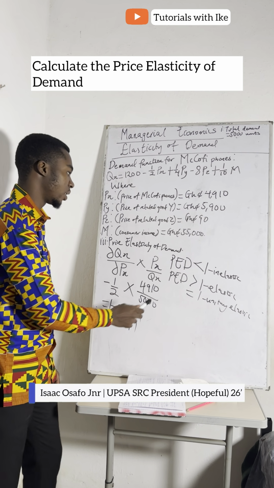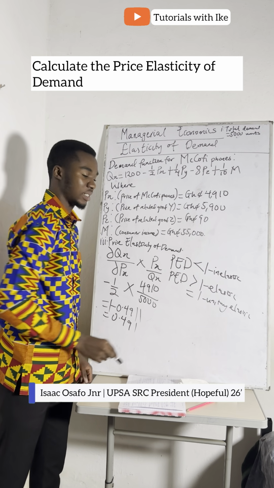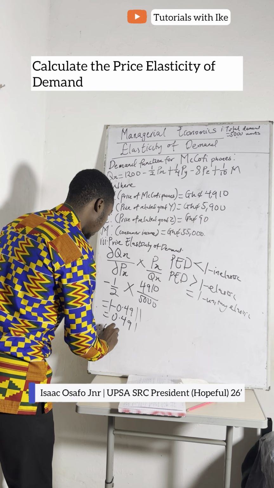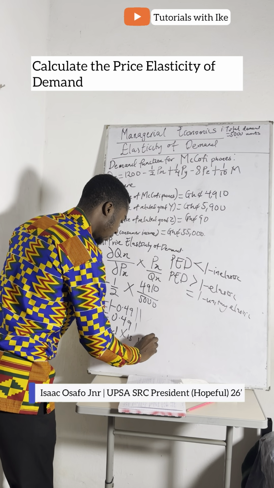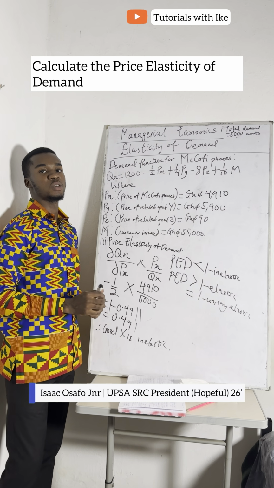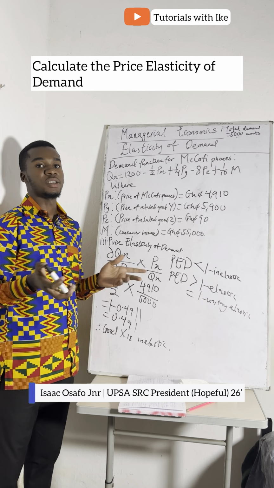0.491 is less than 1. So this is less than 1 like this. So it means that it is inelastic. So you can say therefore good X is inelastic. When we say a good is inelastic, it means that consumers don't really react to the product or the change in price of the product.